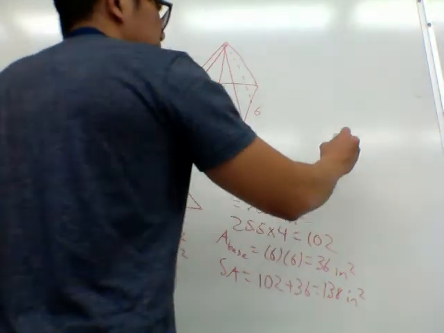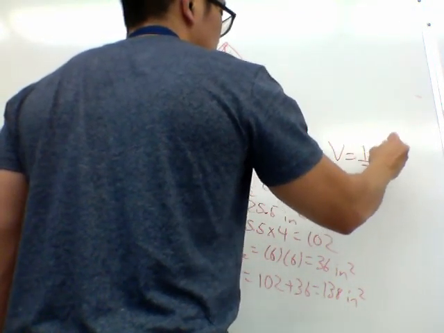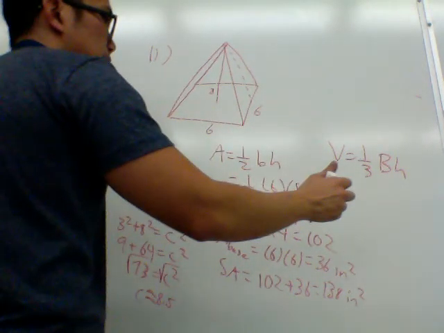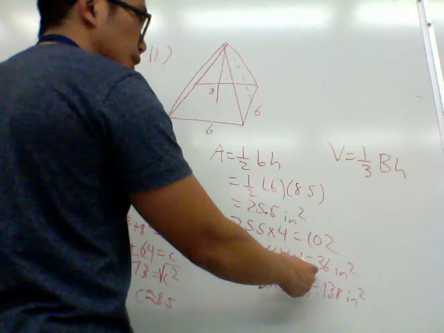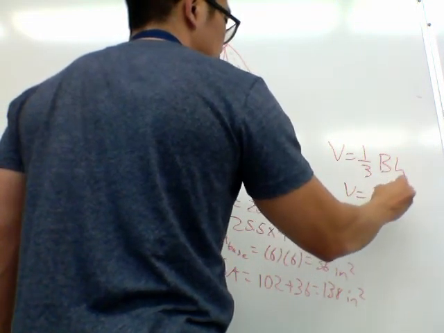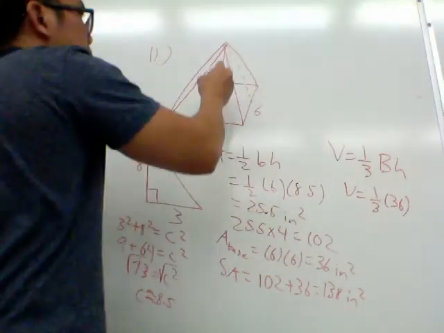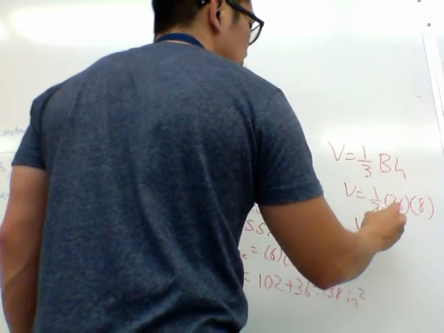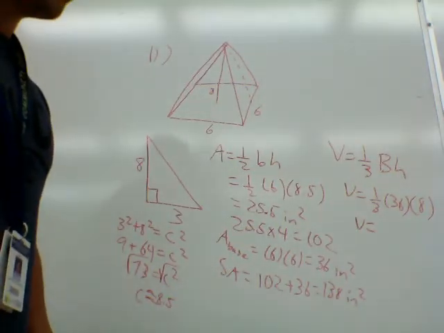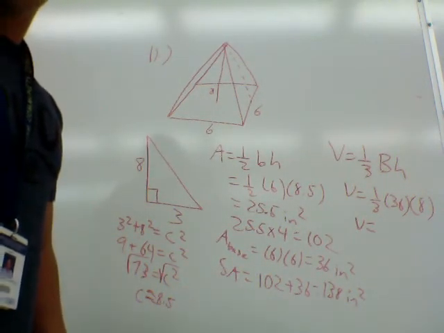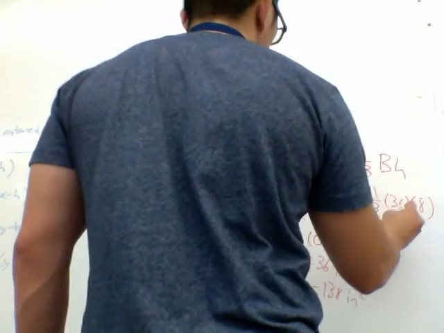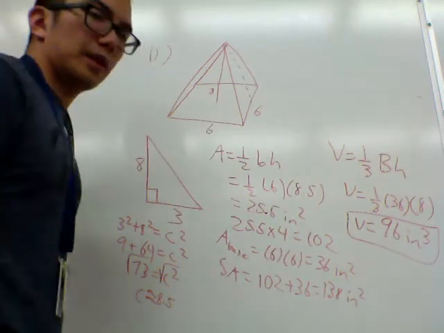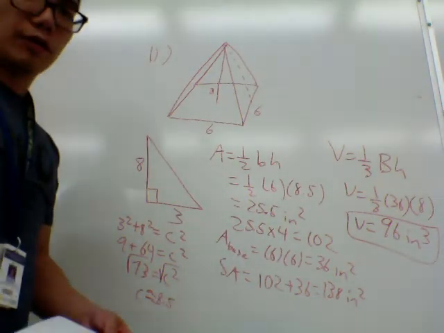Volume, it's a pyramid, so the volume is 1/3 big B times H. I already found big B. Big B was 6 times 6, that's 36. It was right here. So it's 1/3 times 36, and they gave you the height in the problem, so it's 8. So the volume is equal to 96 inches cubed. Okay. So that is my answer for number 11.